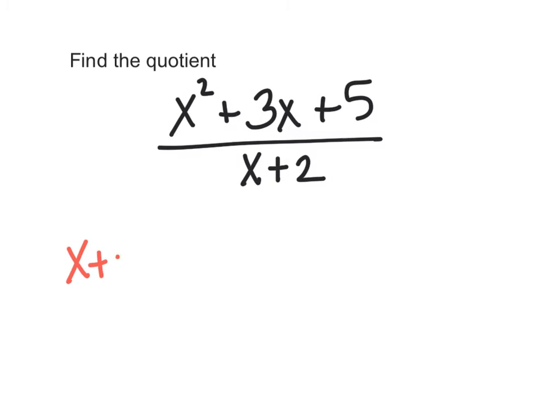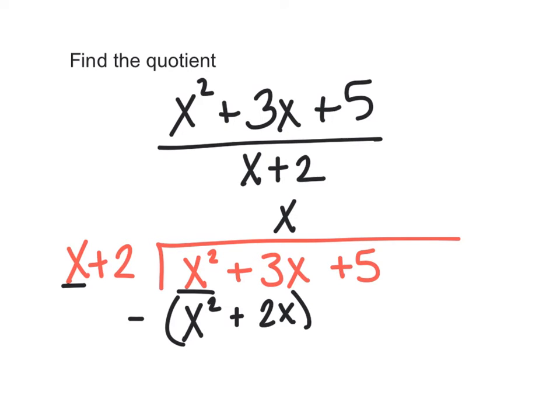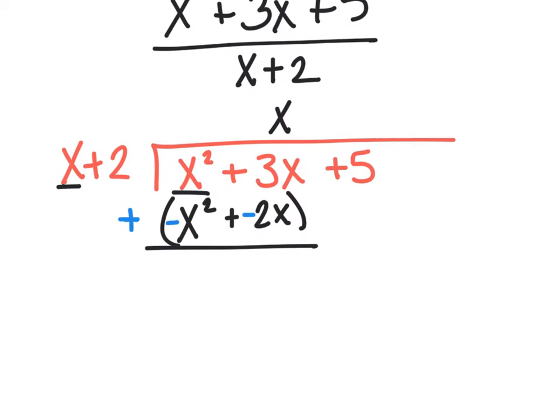My divisor is the x plus 2, and then again in order from largest to smallest degree, x squared plus 3x plus 5. Comparing those leading coefficients, I would have to multiply by x to get x squared. So if I multiply by x, I get x squared plus 2x. Wrap that up, put my minus sign in front. I'm going to switch that minus to a positive and switch these terms inside the parentheses. So then those cancel, and 3x minus 2x gets me 1x. Bring down the positive 5.